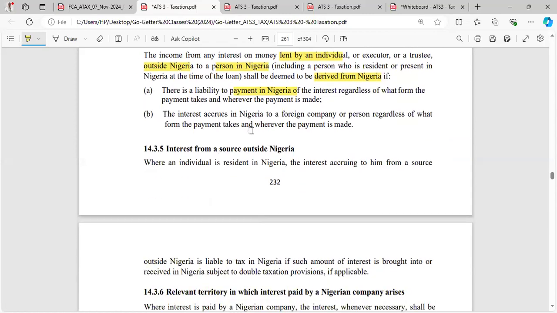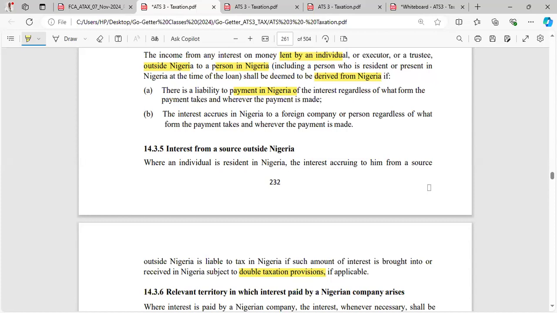Now, interest can be received from sources outside Nigeria. So where an individual is resident in Nigeria, the interest accruing to him from a source outside Nigeria is liable to tax in Nigeria if you bring it to Nigeria. But there's a clause. There's something called double taxation provisions, which is outside the scope of this. So it means that you are in Nigeria here, you earn foreign interest.